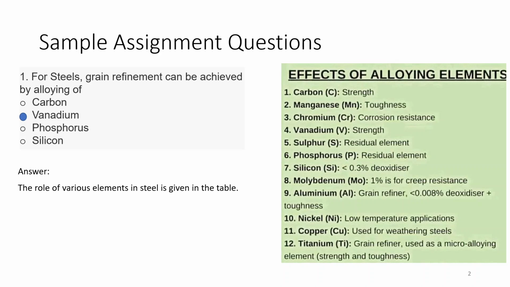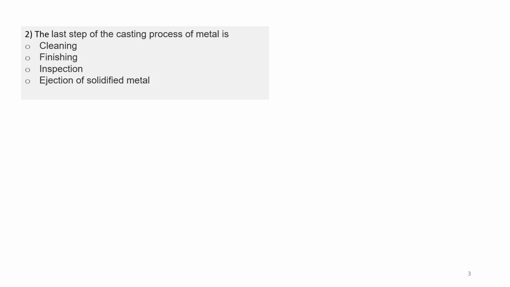Next question is, the last step of the casting process of metal is. Your options are cleaning, finishing, inspection, injection of solidified metal. So if you know the answer, you can unmute yourself and tell the answer, or you can also type it in the chat. So try to answer this question, like what do you think is the last step in the casting process?